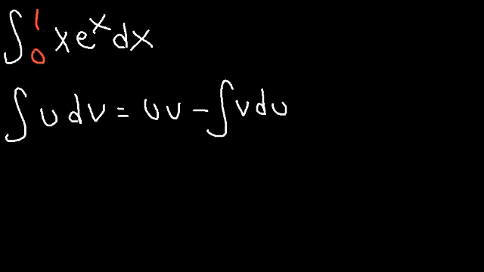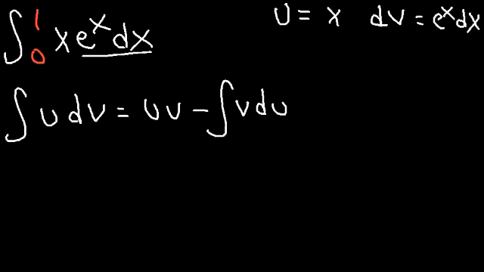Now let's make u equal to x. And the dv part, we're going to make it equal to e to the x dx. So this is the u variable, and this is the dv part. Now we need to find two other variables, du, which is the derivative of x, that's 1 dx, or simply dx, and v. V is the antiderivative of dv. The antiderivative of e to the x is simple, it's just e to the x.